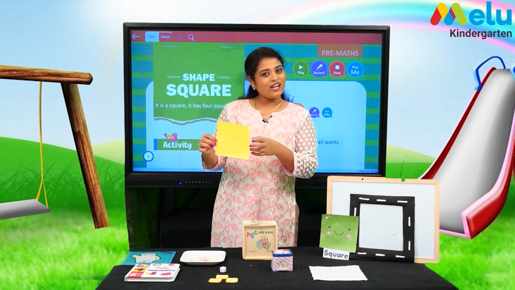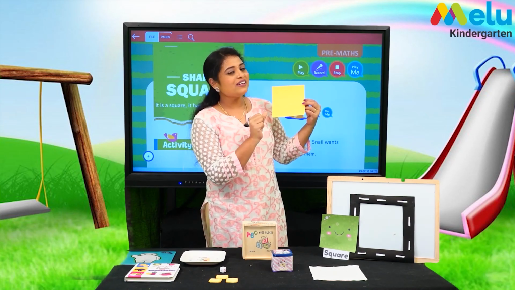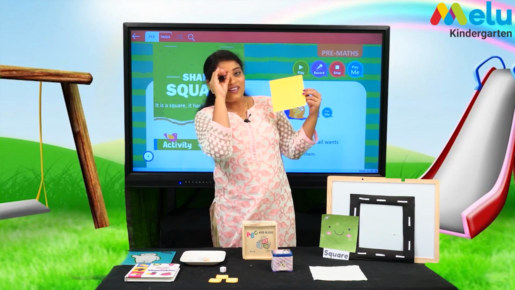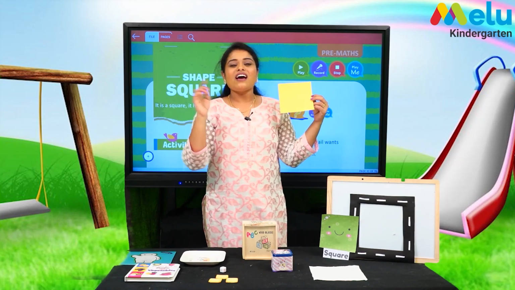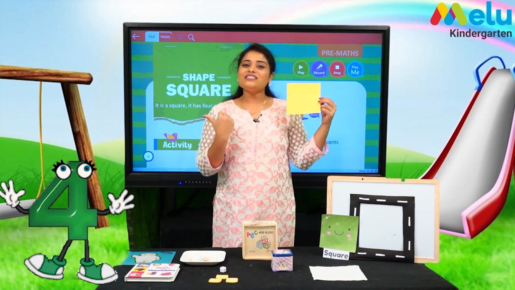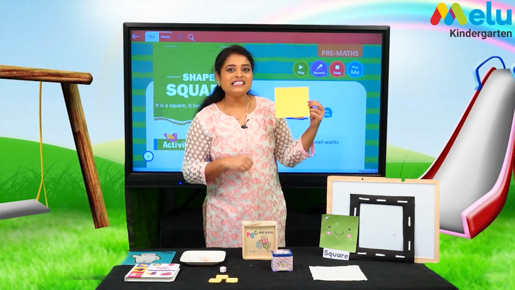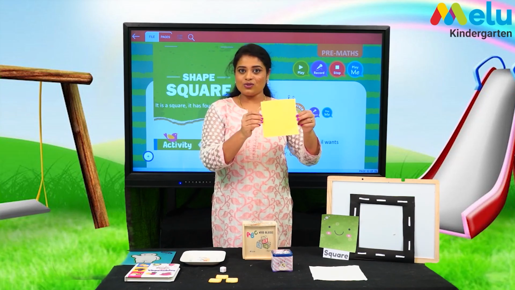Yes, children, shall we sing again? I'm a square, I'm a square. You can see me everywhere. I have 4 equal sides. I'm a square, I'm a square. Yes, yes. So this is a square.